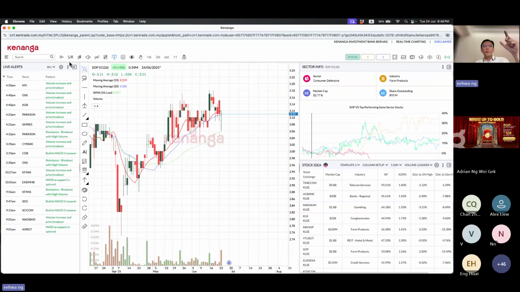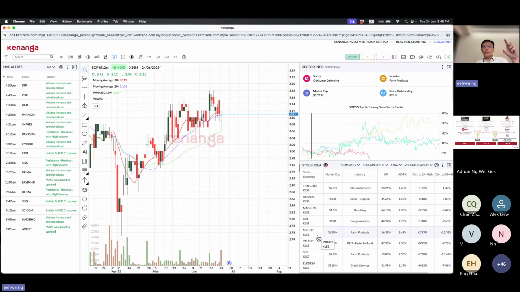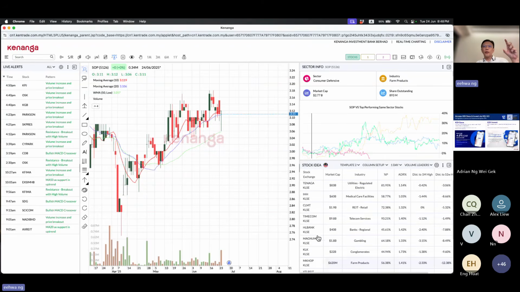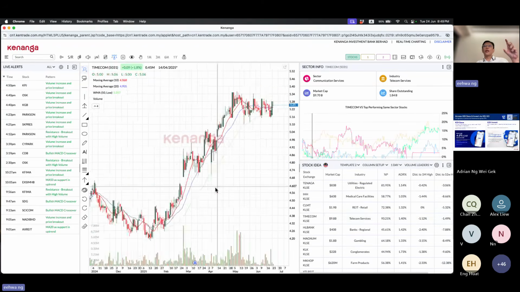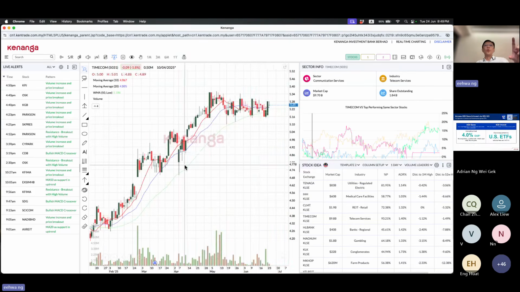What's the breakout level again? Press the SNR. There you go, 317. So this is how you find stocks. Okay, so you go down the list. Looks like nothing interesting except I know Timecom's chart. There you go. Timecom is beautiful. Why do I say that?